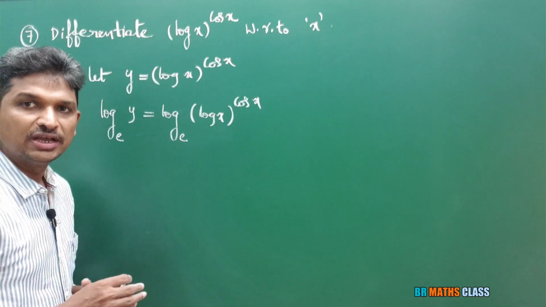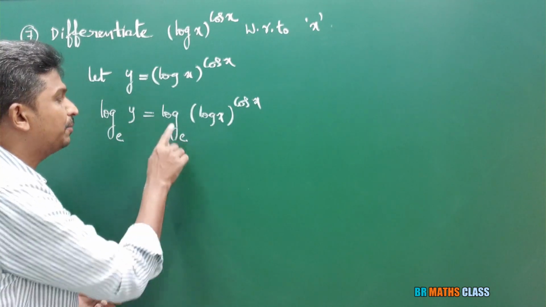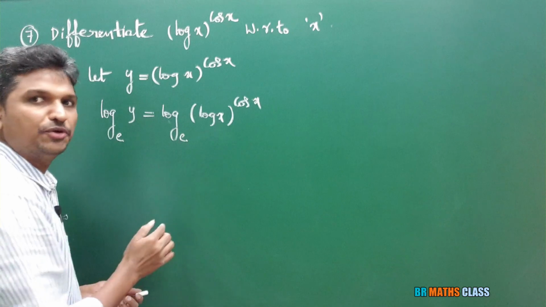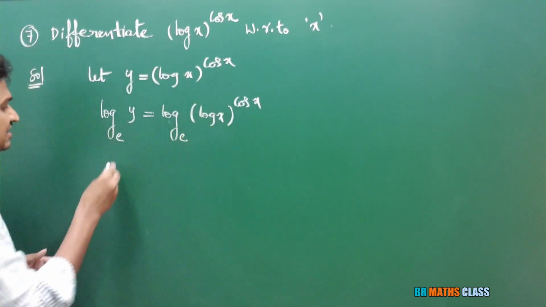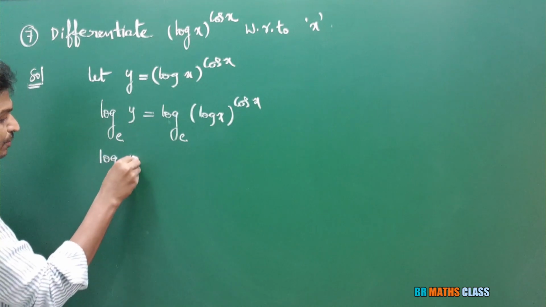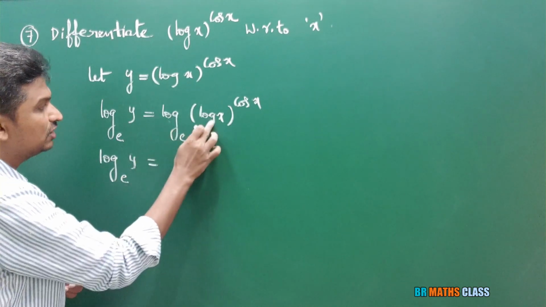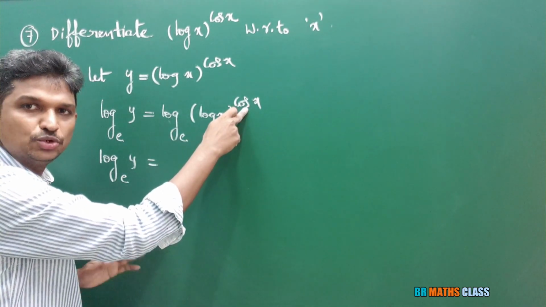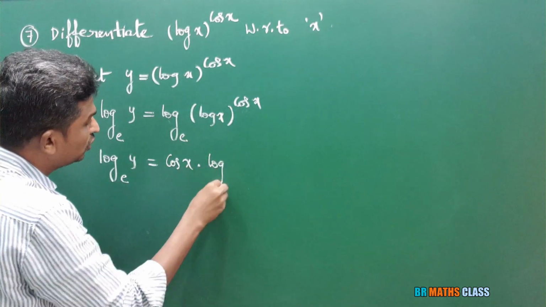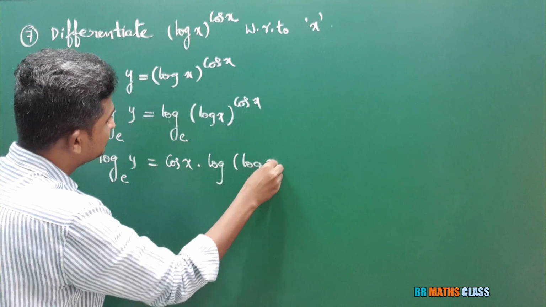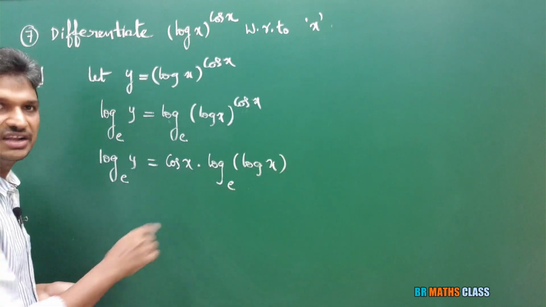Now, as usual, like the earlier problem, I apply the formula: logarithm of a power m is m log a. Same thing I am going to apply here. This is as it is. Log y base e equals cos x into logarithm of log x base e. So what will you get here? This is cos x into logarithm of log x. I hope you are understanding.